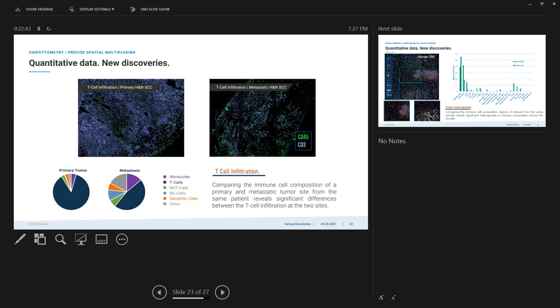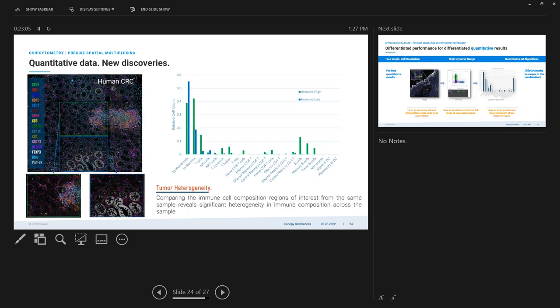getting at the immunogenicity of this particular tumor sample. And you can imagine making these types of A-B comparisons, whether it's 2 tumors within the same patient, primary versus metastatic, or maybe it's treated versus untreated from two different patient groups, or maybe it's multiple time points across a patient's treatment journey. We can also make these types of comparisons within the same sample.